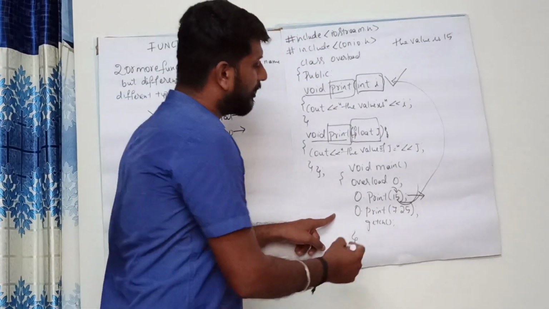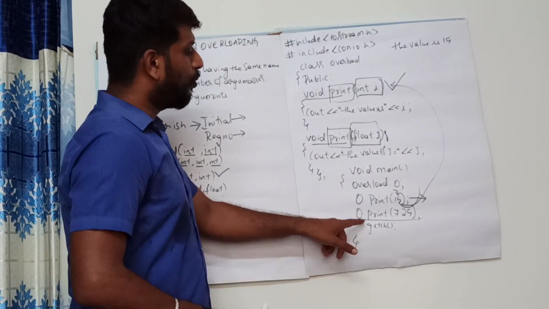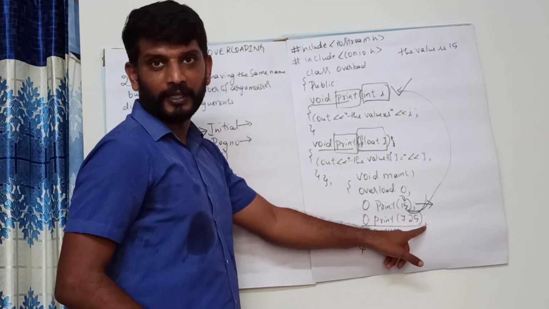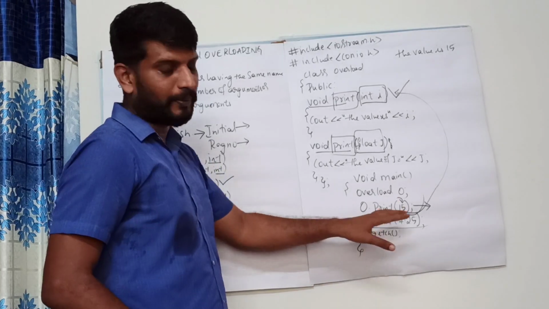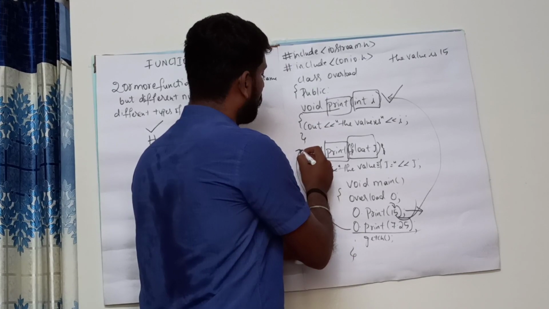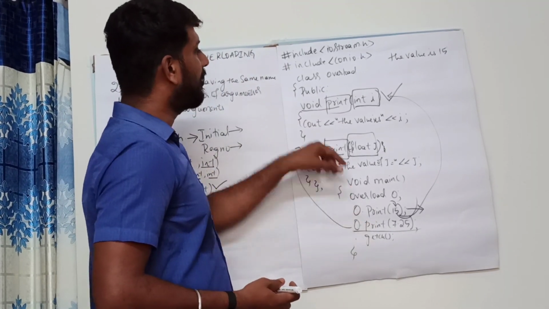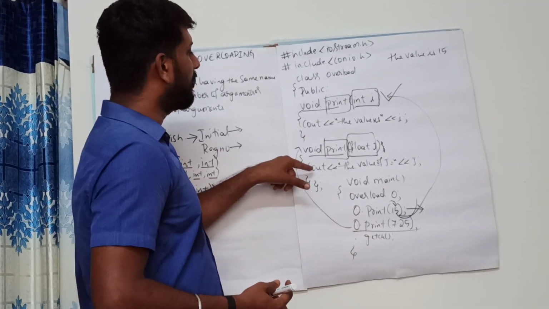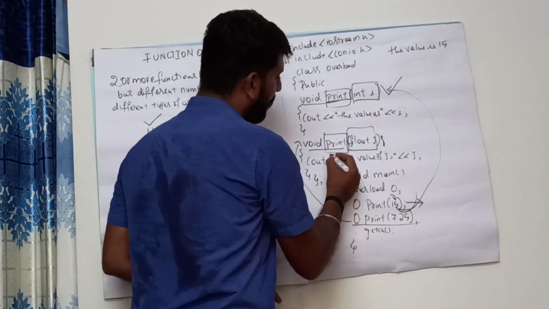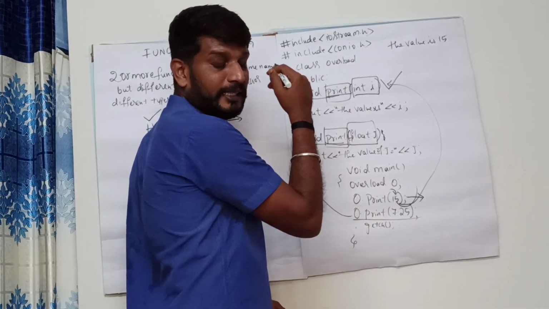Next, the compiler will execute this particular code, o.print of 7.25. o.print of 7.25 will be executed. Now again, the compiler will check which particular code it will execute. So it will check for the function that is called print. Again, you have two different functions, print over here, here also you have print. Now, there are two different functions with the same name, print.